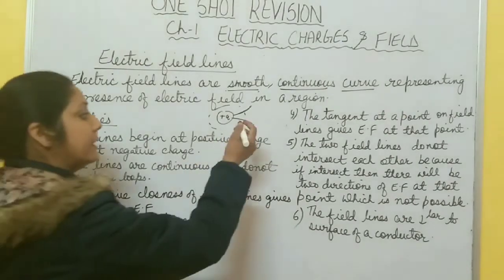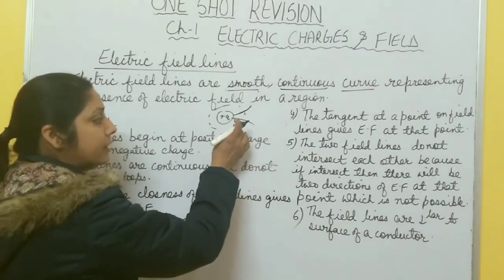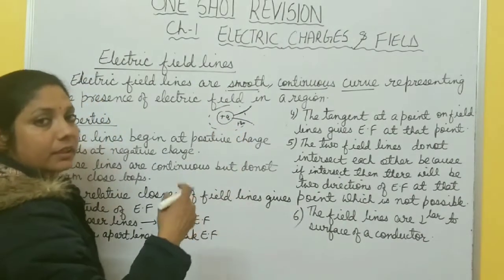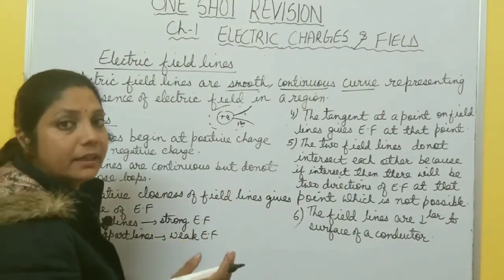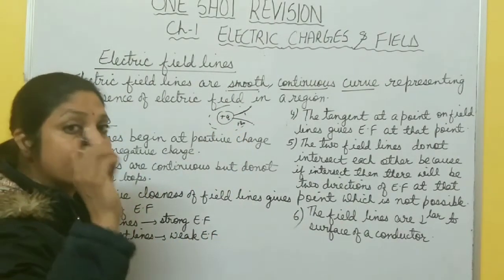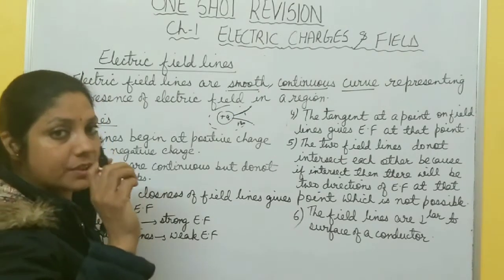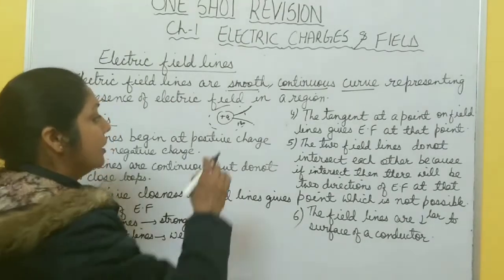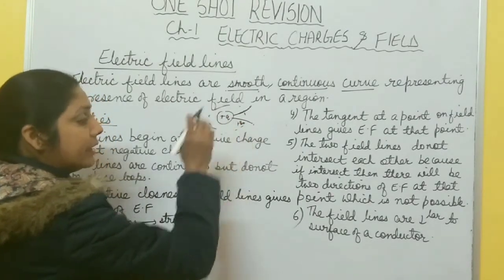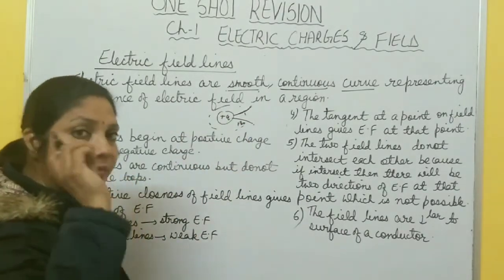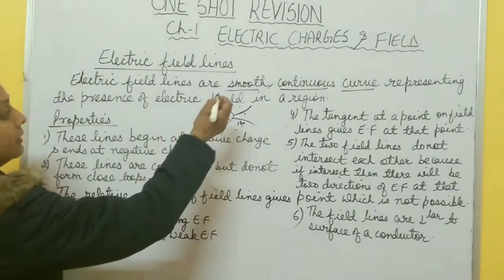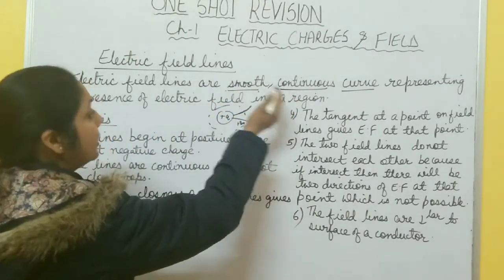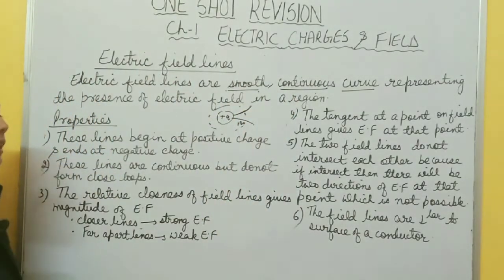If you put any test charge in this region, this test charge takes some path, right? It shows that it experiences some force due to the presence of that electric field. So the path taken by this charge represents the presence of electric field, and that path, that curve, is smooth, continuous. It is called electric field lines.